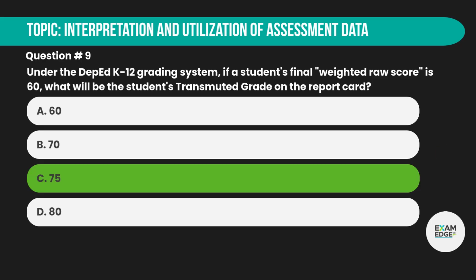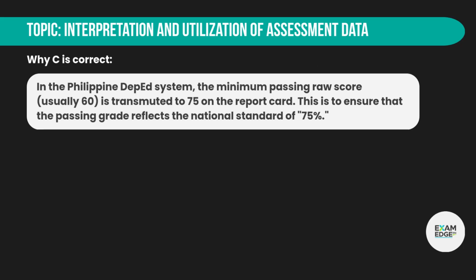Correct answer. C. 75. Why C is correct? In the Philippine DepEd system, the minimum passing raw score, usually 60, is transmuted to 75 on the report card. This is to ensure that the passing grade reflects the national standard of 75%.